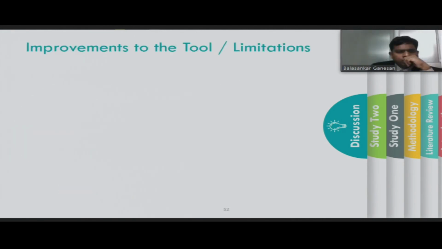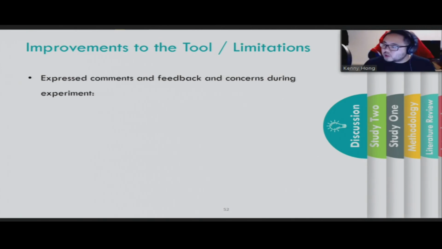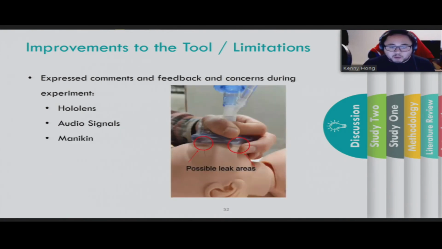So, limitations and how we can improve the tools. Express comments and feedback from the healthcare professionals themselves was that the HoloLens was too heavy, it was hot, and it may include eye strain. The audio signals got confused at times. The mannequin itself was not a proper representation of a baby, and there were some possible leak areas that may have happened. The bag and mask was not used.